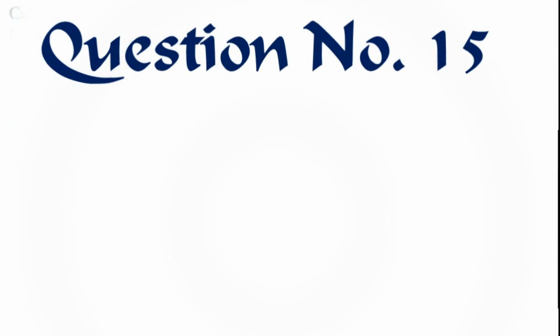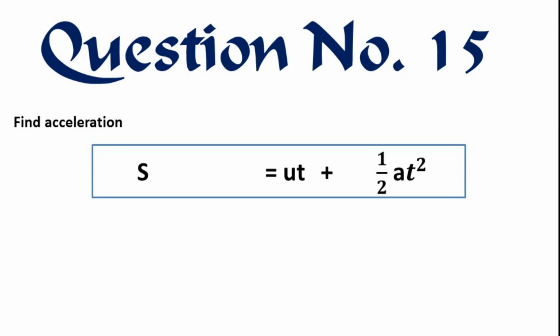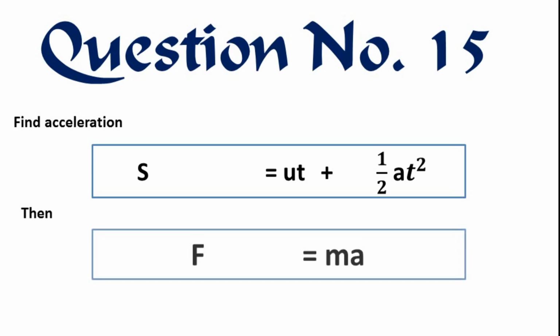Now the final question, question number 15. Please do it by your own. You have to use the formula S is equal to ut plus half at square. As initial velocity is 0, you have to use only the formula S is equal to half at square and find the acceleration. Then substitute this value in the formula F is equal to ma. Please do not forget to convert mass from gram to kilogram.